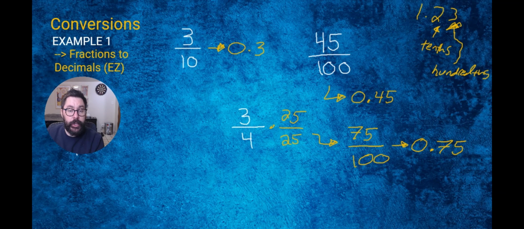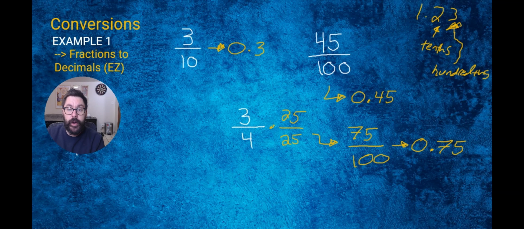So anytime your denominator is 10 or 100, and this also applies to 1,000 and 10,000 and so on, or you have a denominator in which you can easily multiply, or in some cases divide, by the same number over the same number to make your denominator 10, 100, or 1,000 in some cases, that's going to be the quickest way that you can make a fraction into a decimal.